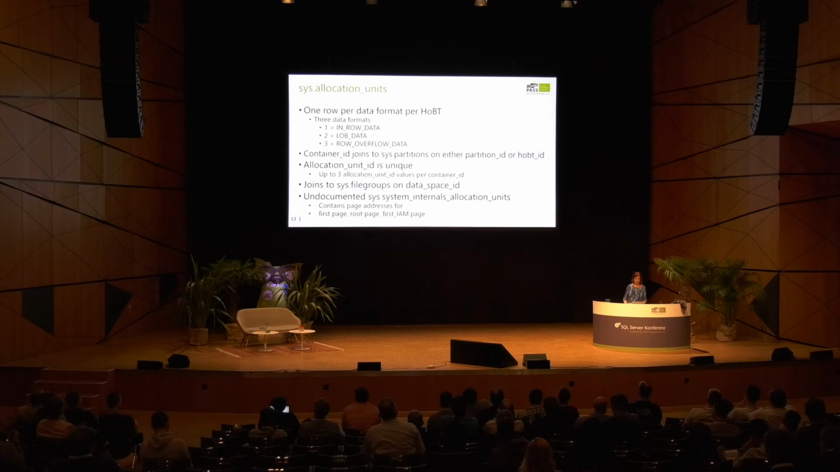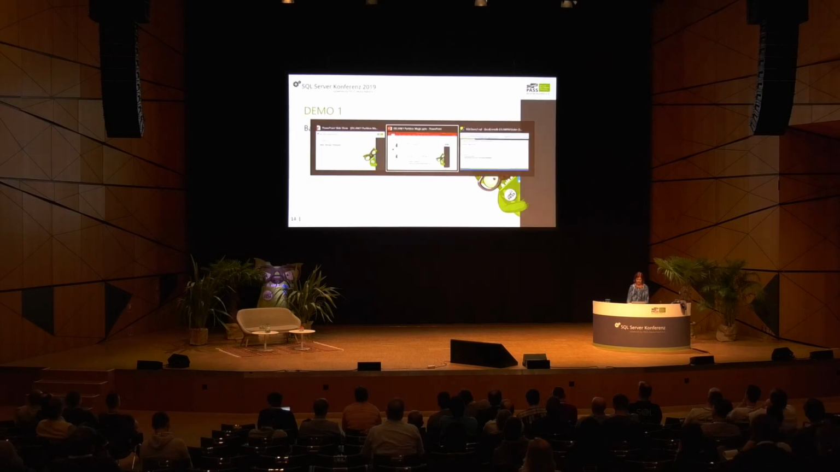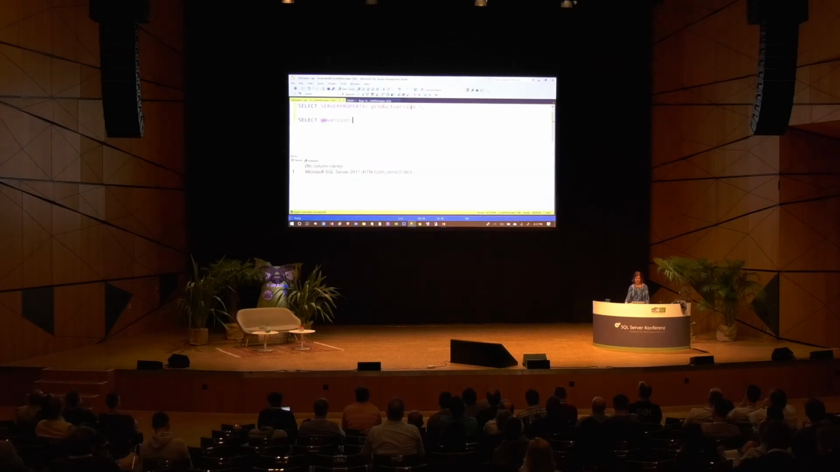I mentioned the three formats already. Sys.allocation_units joins with sys.partitions on a column called container ID. And I'll say a little bit more about that in just a minute when we look at the metadata. And we will look at system internals allocation units as well. So let's do it. Let's have our first example here.